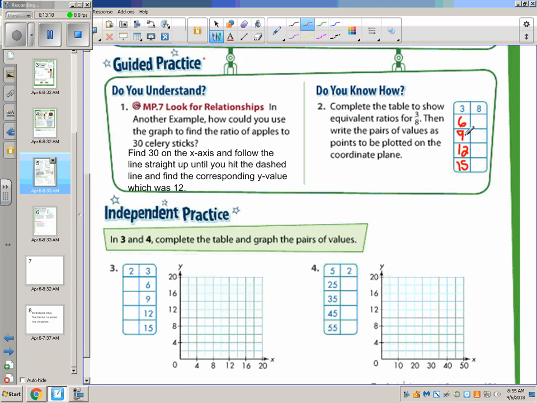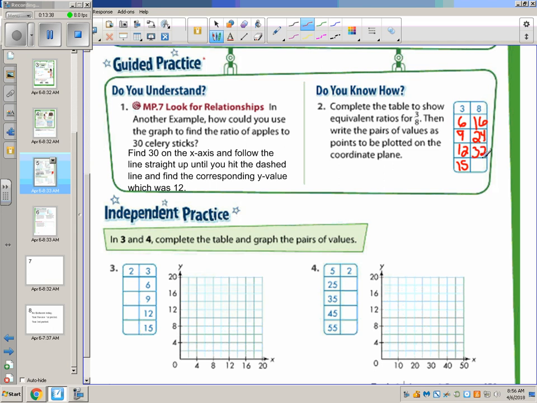If I add 3 each time, 3 plus 3 is 6, 6 plus 3 is 9, 9 plus 3 is 12, 12 plus 3 is 15. This side's going to go up by 8. So 8, 16, 24, 32, and 40.